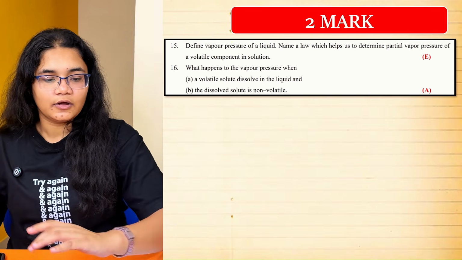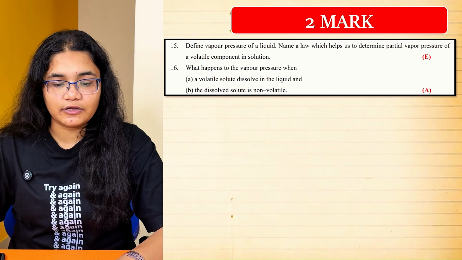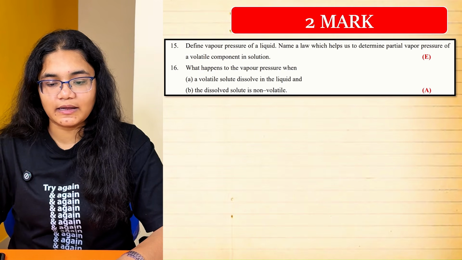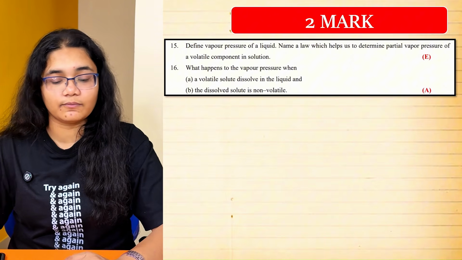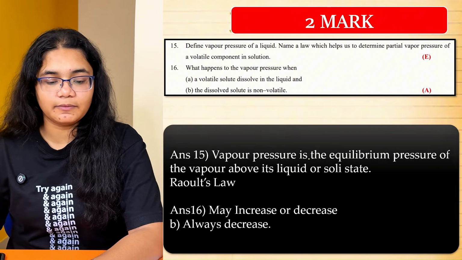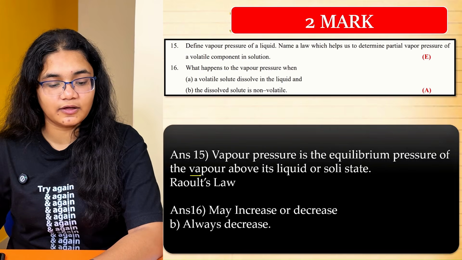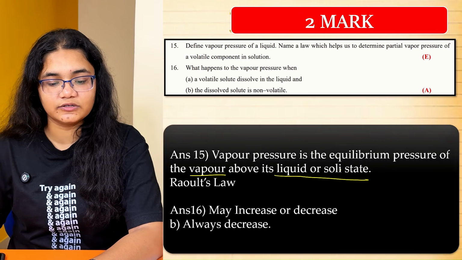Next question: define vapor pressure of a liquid. Name the law which helps us to determine the partial vapor pressure of a volatile component in the solution. So vapor pressure is the equilibrium pressure of the vapor above its liquid or solid state.